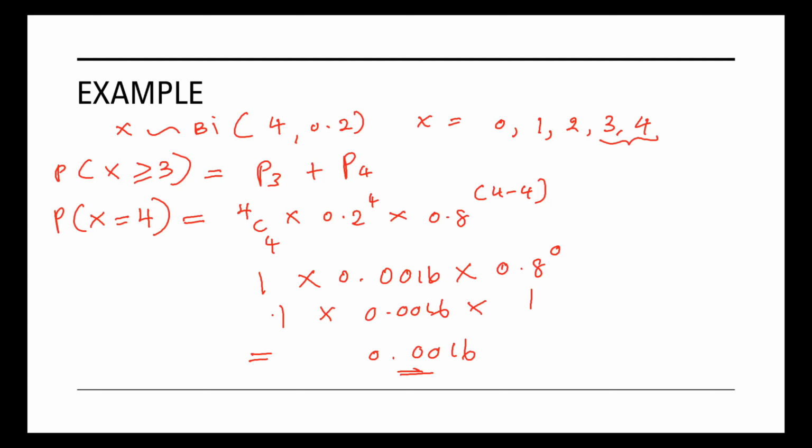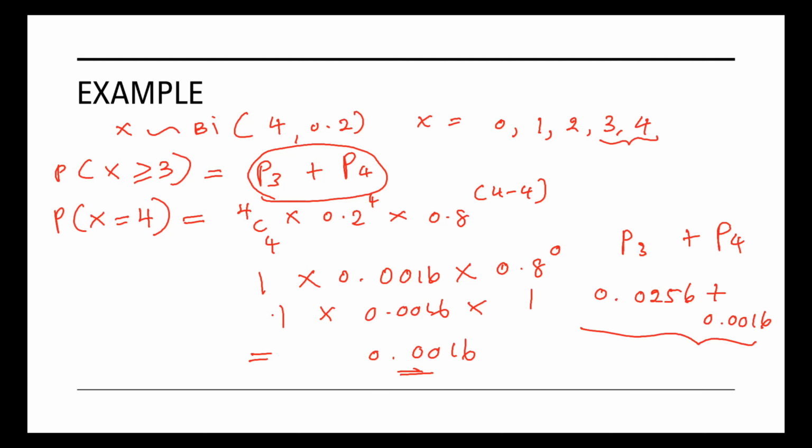So since you have to get P3 and P4, you need to get the addition. So for P3, what was the answer we got? 0.0256. And for P4, we got 0.0016. So the addition of these two, you will get 0.0272. So this is the answer.